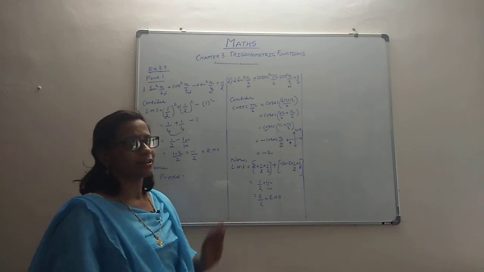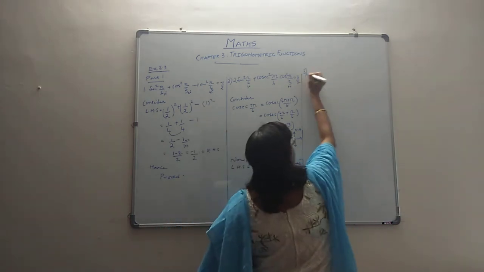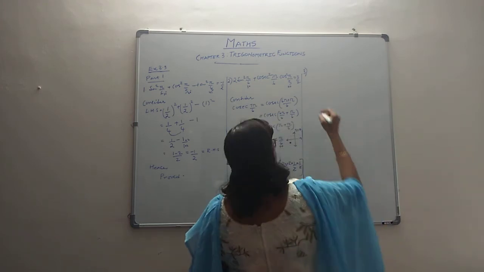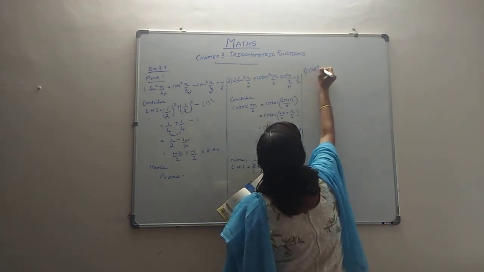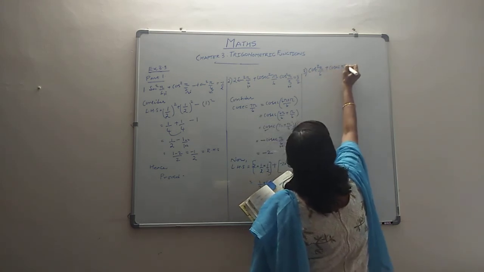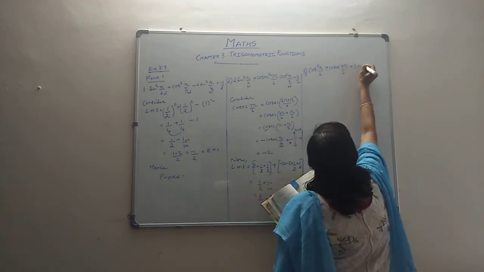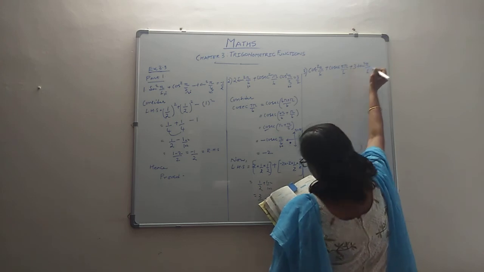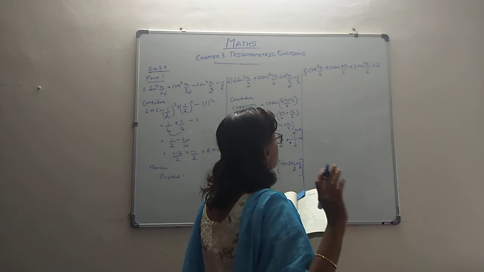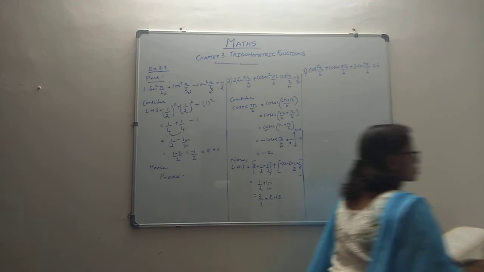Now similar on the same lines we have part 3. So let's see what part 3 says. In part 3, they ask us to show that cot squared pi by 6 plus cosec 5 pi by 6 plus 3 tan squared pi by 6 is equal to 6. You've got to show this.